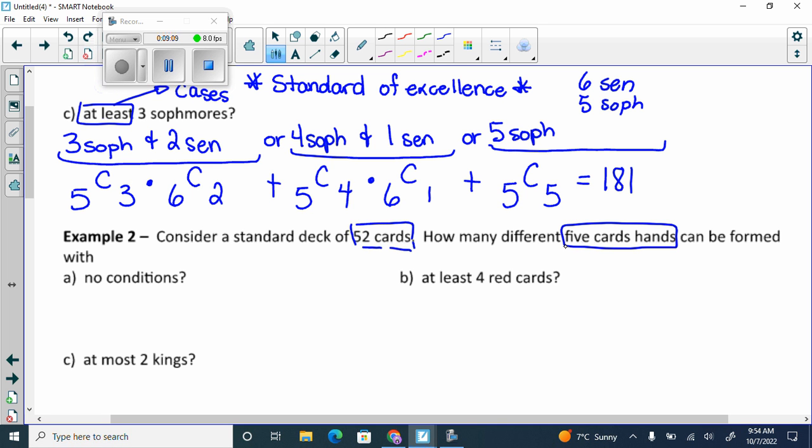How many cards are there? 52. And I'm going to choose 5. What do we get? It's a 6-digit number, like 2 million or something. I don't remember. What do you get? Brianna? 2,598,960.